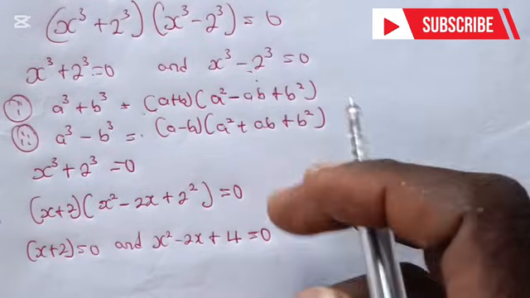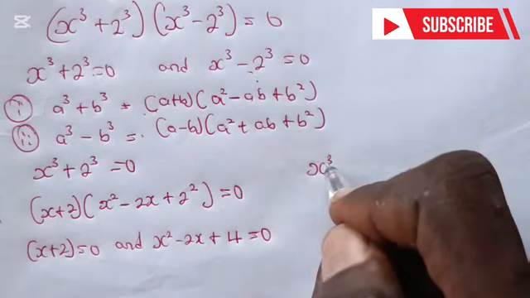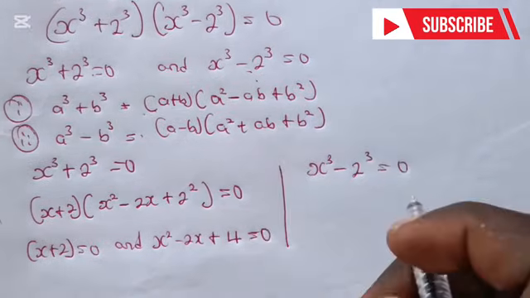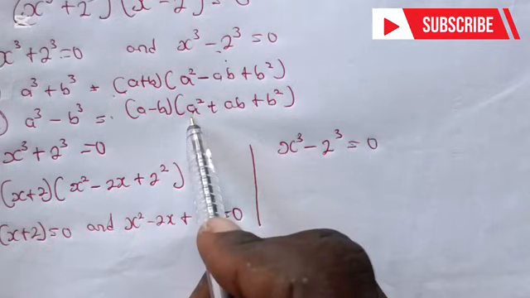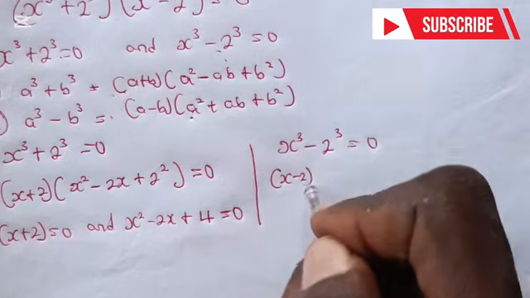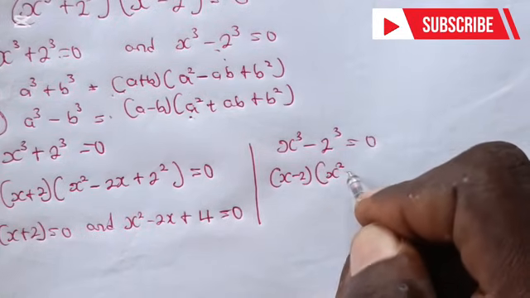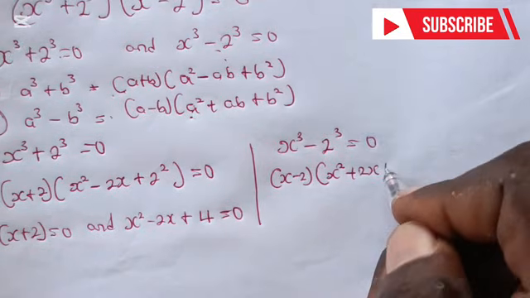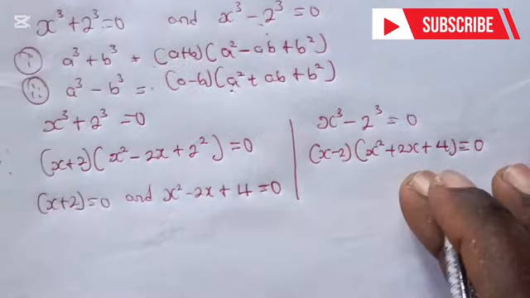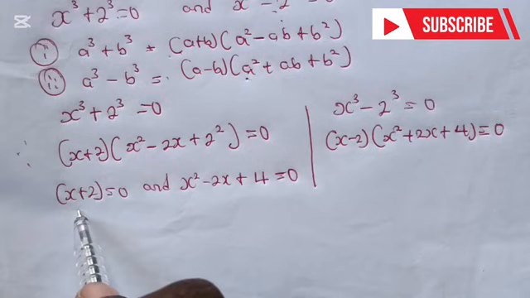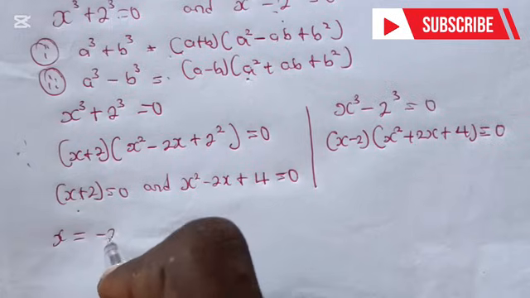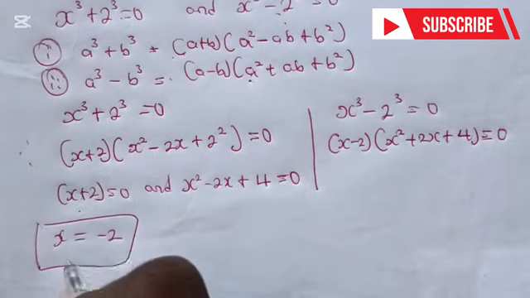And for the other one, don't forget the other one, we have x raised to the power of 3 minus 2 raised to the power of 3 is equal to 0. So here now, when you apply the second algebra property I wrote here, you are going to have x minus 2 multiplied by x squared plus 2x plus 2 squared, which is 4, is equal to 0. Now, from this, we can get our first value of x. When you collect like terms, you are going to have x is equal to minus 2. So this is our first value of x.